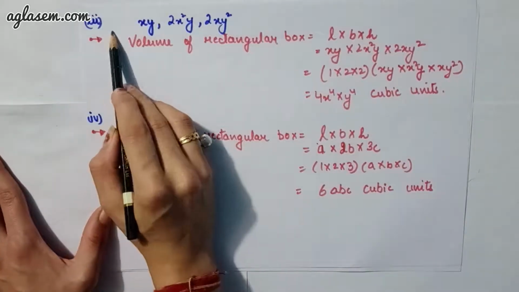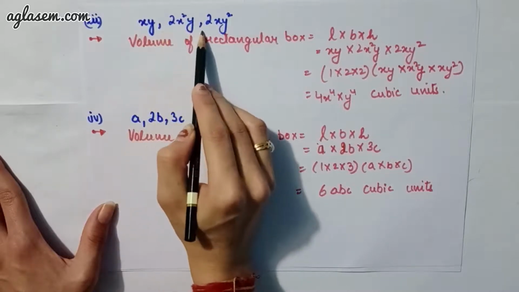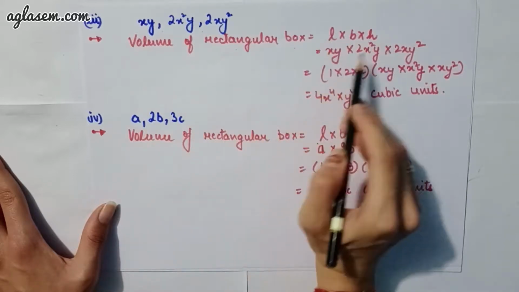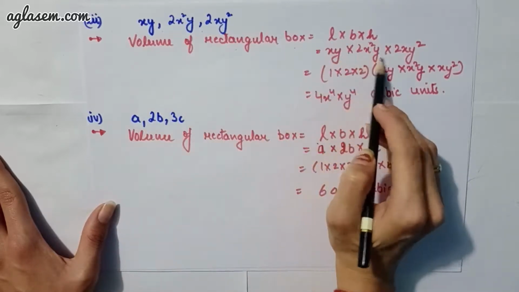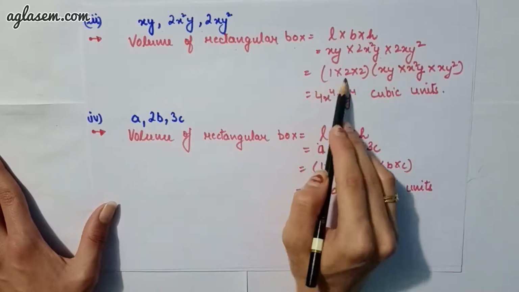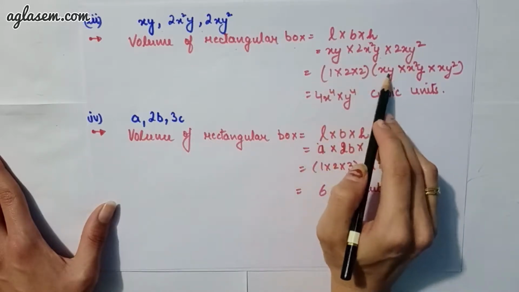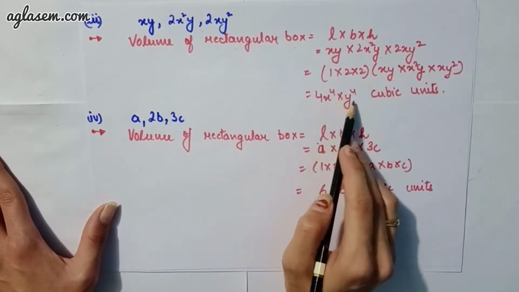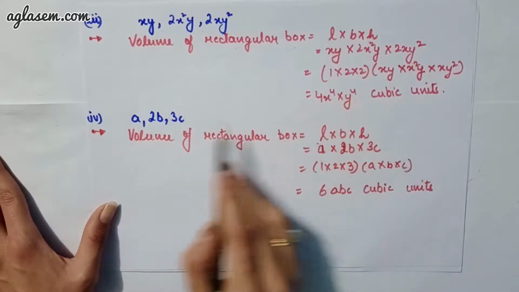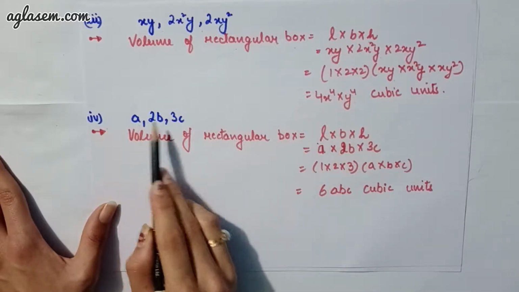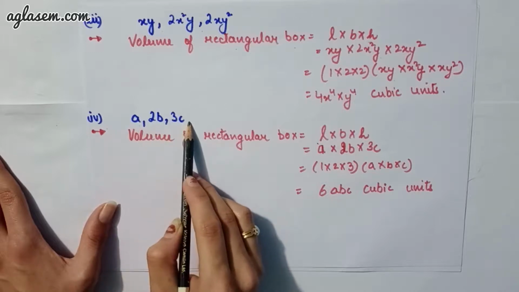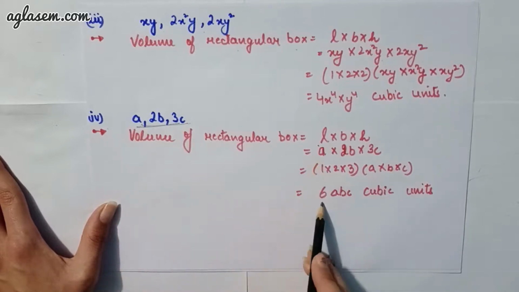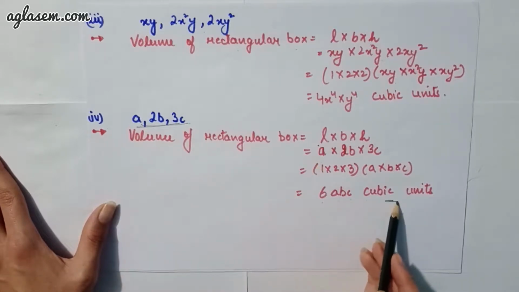Moving to our third part, which says xy, 2x square y, 2xy square. So the volume of rectangular box is l into b into h, which means xy into 2x square y into 2xy square, that is 1 into 2 into 2, and another bracket xy into x square y into xy square, which means 4x power 4 multiplied by y power 4 cubic units. Moving to our fourth part, which says a, 2b, 3c, which means volume of rectangular box, that is l into b into h. So placing the value, we will get the answer 6abc cubic units.